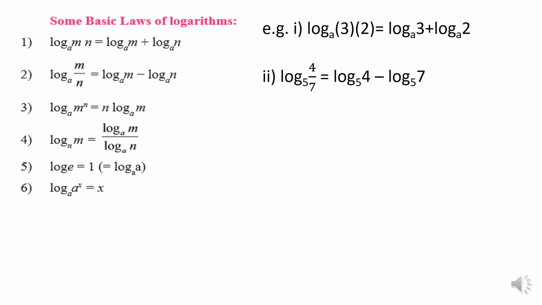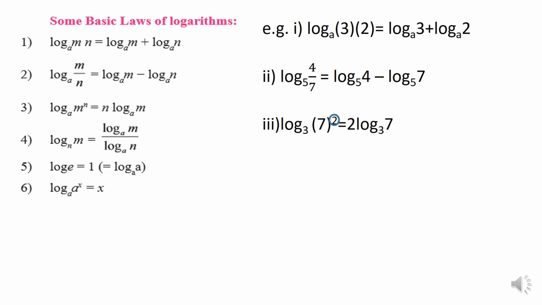The third one is quite important as well. Log m raised to n can be written as n log m. That means the power can be written as a product with the log. The power can be multiplied to the log and it will mean the same thing. As an example, log 7 square to the base 3 can be written as 2 log 7 to the base 3. As you can see, 2 is multiplied to the log and the answer is the same.